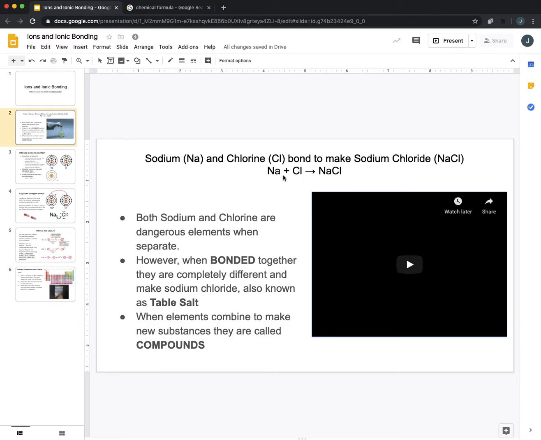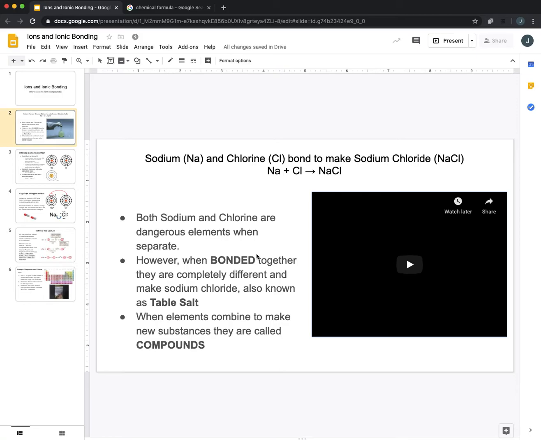However, when we take these two and we bond a sodium atom to a chlorine atom, you're getting table salt. Sodium chloride is table salt. We sprinkle it on our fries. We use it in food all the time. It's probably sitting on your kitchen table or your dining room table at home just waiting to be used for tonight's dinner.